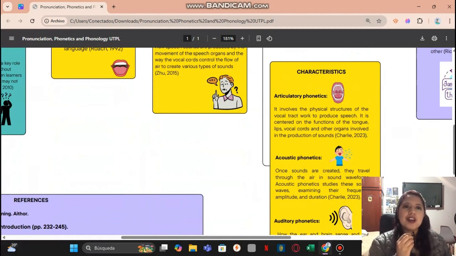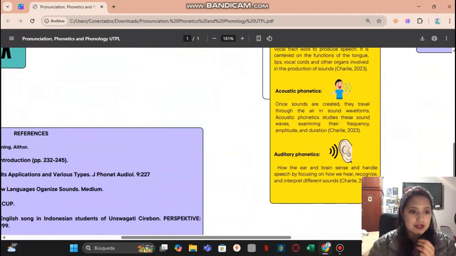When we speak, we are not aware that we are using certain organs to speak. Well, articulatory phonetics studies how the physical structures are involved in producing those speech sounds. For example, the lungs, the larynx, the tongue, the mouth. That is very important to produce those speech sounds.